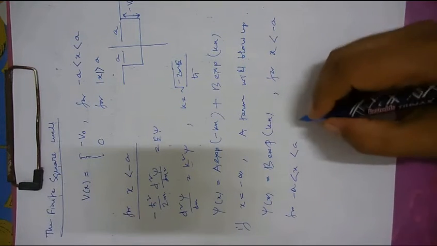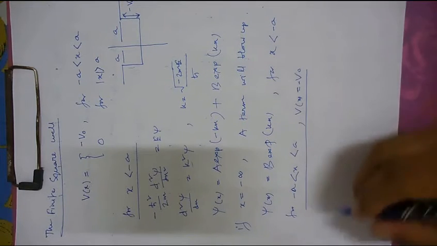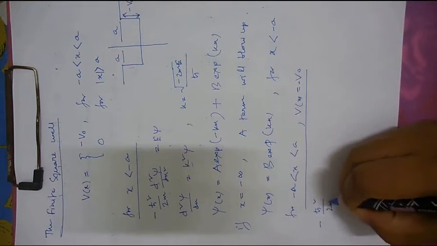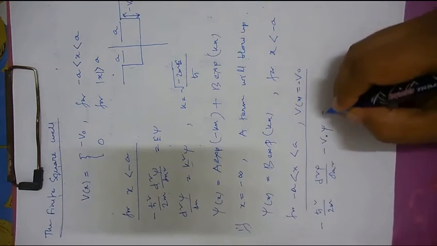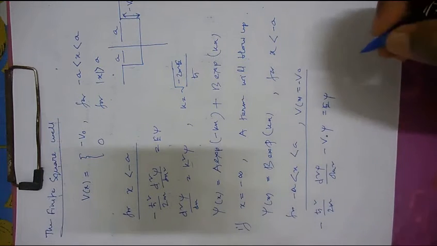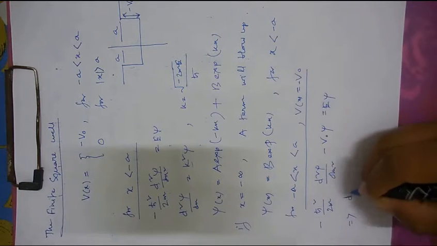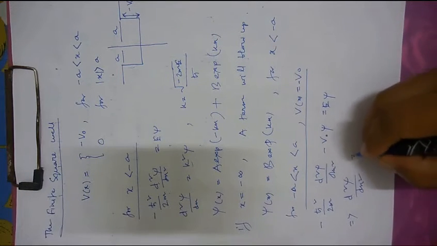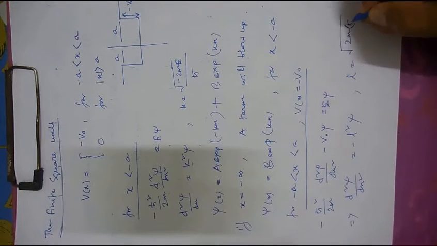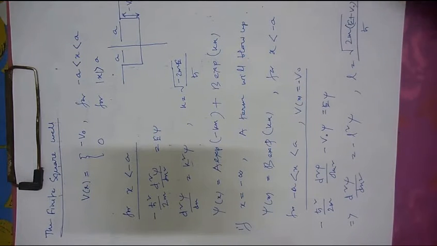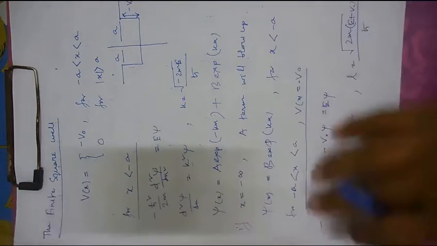For x between minus a and a, here V of x equals minus V0. So the Schrödinger equation becomes minus V0 psi equals E psi. You can rewrite the equation easily in this way, where l you can define as the square root of 2m times E plus V0, over h bar.